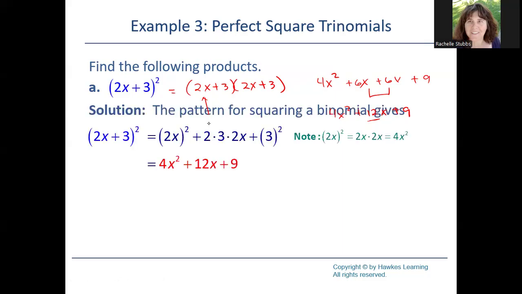And there you have it. There's your answer. So here we have this one. What does that really mean? It really means 5x minus 1 times 5x minus 1. And I am going to have a middle term, aren't I?